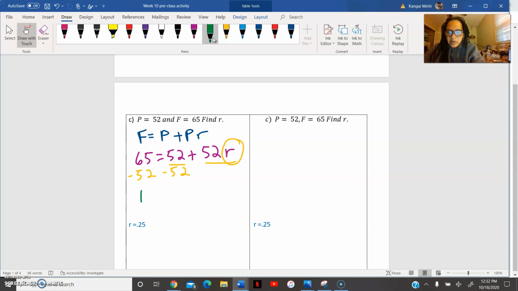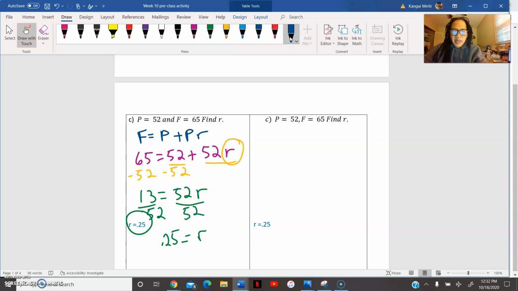What leaves us with 13 over here, the 52 is gone, equals 52r. And you've probably solved so many of these equations in your life. We want to get r alone, so we're going to divide by 52. And so r comes out to be 0.25, which is exactly the solution here.